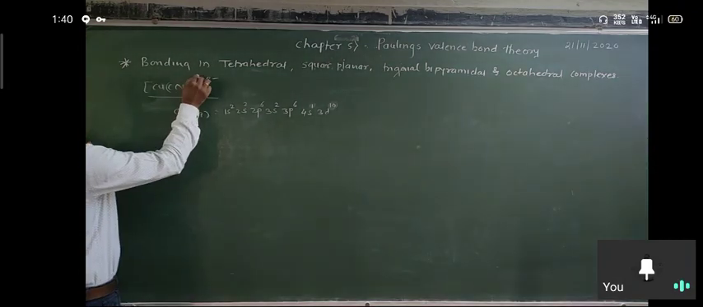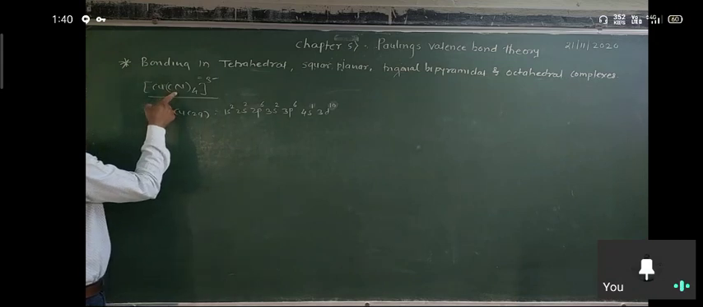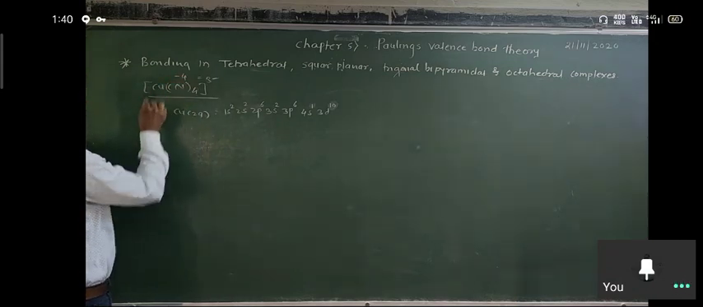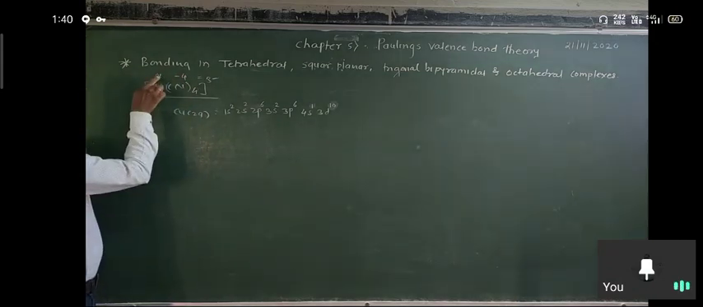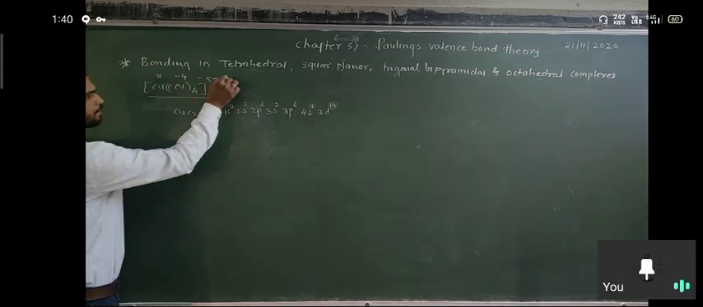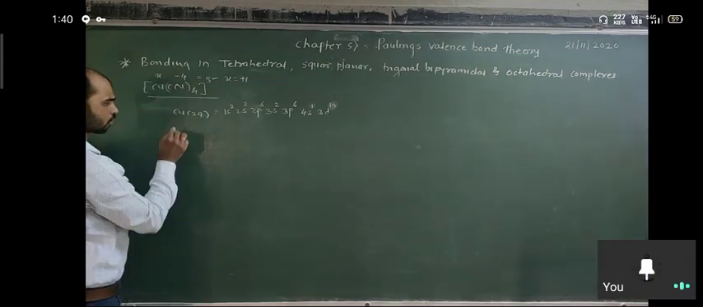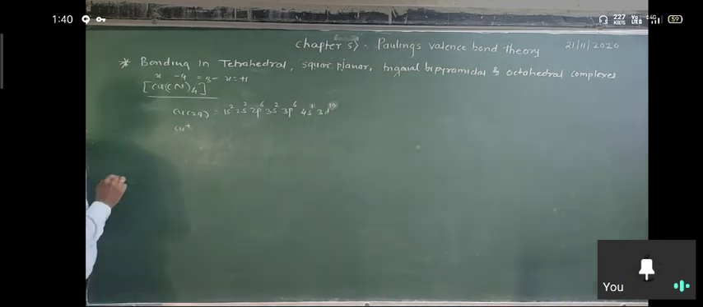So here is the change in electronic configuration: 4s1 3d10. Here, what is the oxidation state? The CN minus 4 charge, we consider x, so x plus minus 4 is equal to minus 3. That means x is equal to plus 1, so the oxidation state is plus 1.